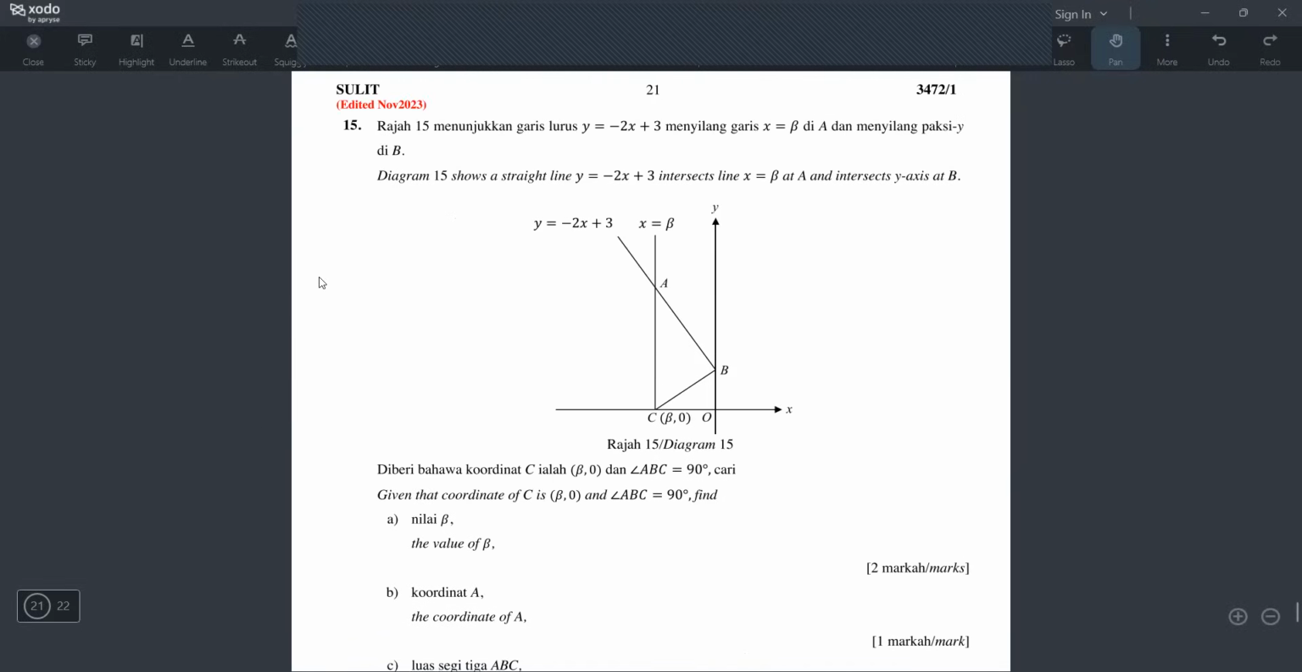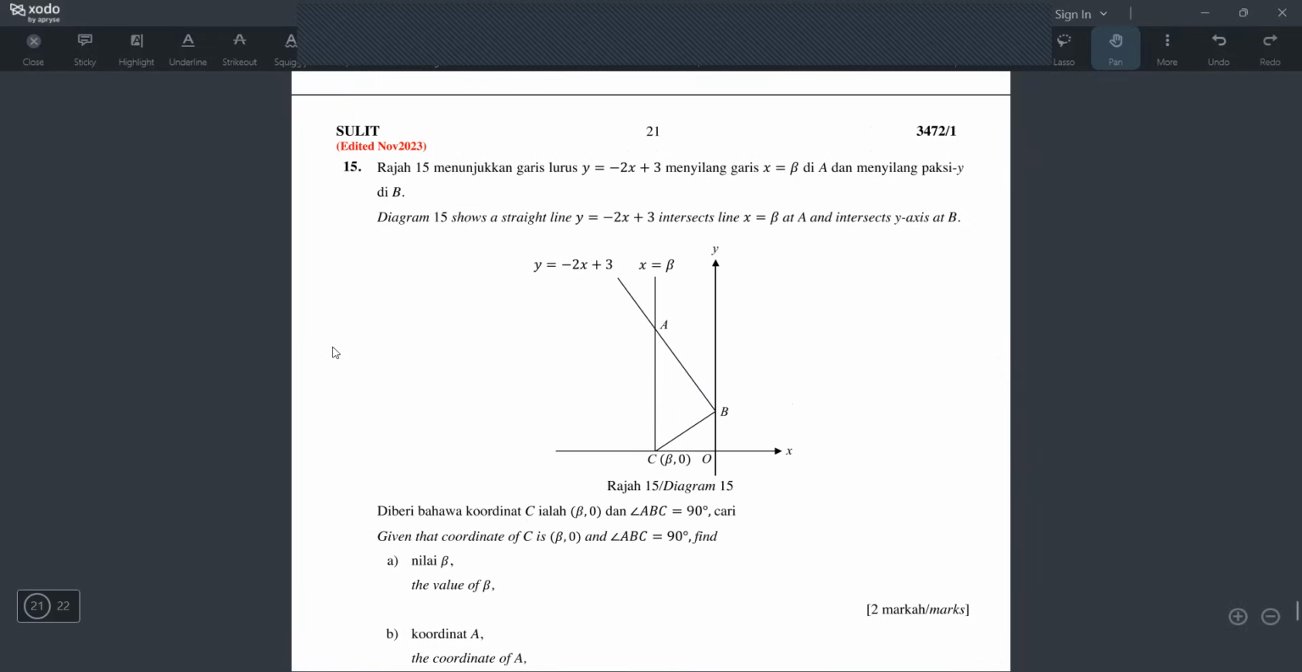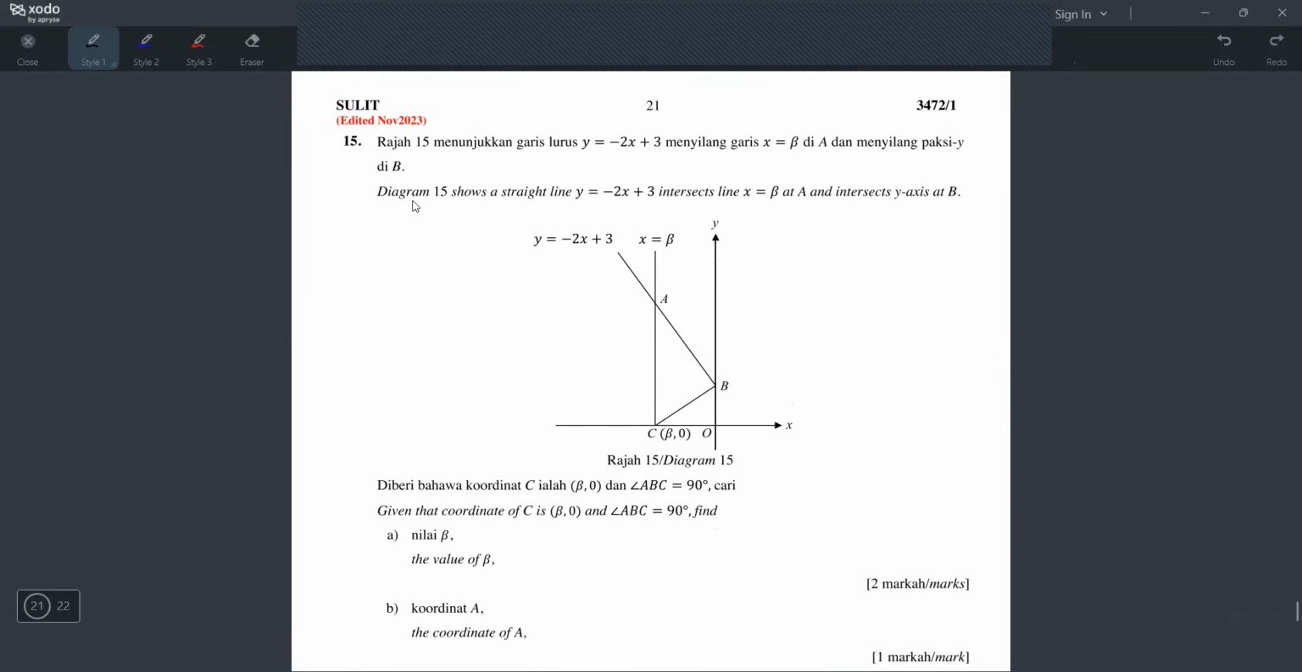Okay, let's continue with number 15. I think this is the last question. So let's go. Number 15. Diagram 15 shows a straight line y equals -2x plus 3. Okay, this is the straight line. Straight away, I know this is 3 already. Because if they give you the equation, you can find the gradient, which is -2, and the 3 is the c, the y-intercept.